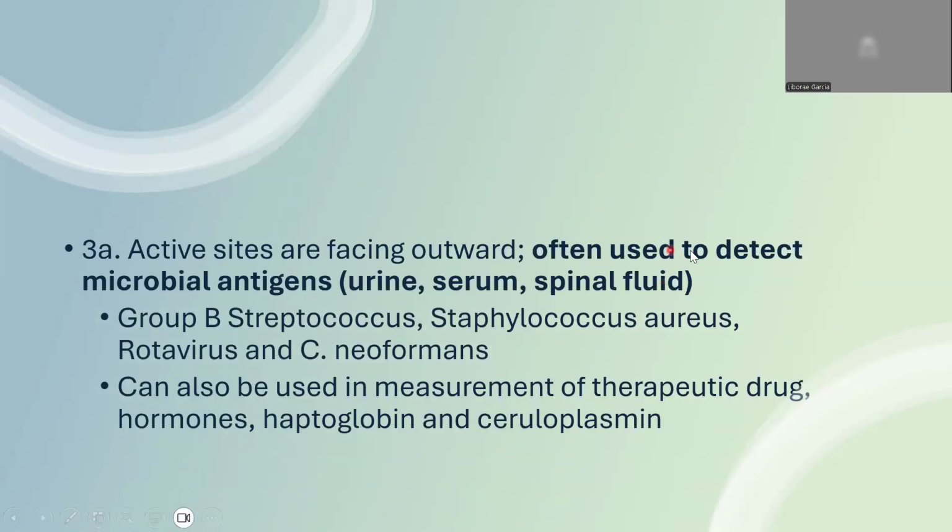So in reverse passive latex agglutination, your rheumatoid factor reacts with any IgG, leading to false positive results. So therefore, to remove the interference of cross-reactivity, usually monoclonal antibodies are used. Okay?